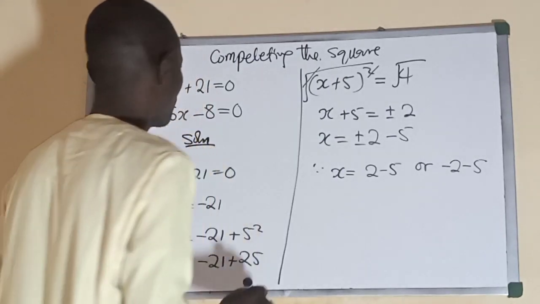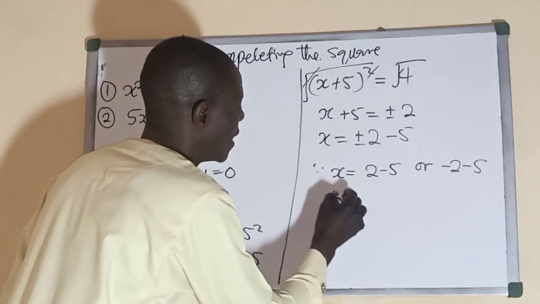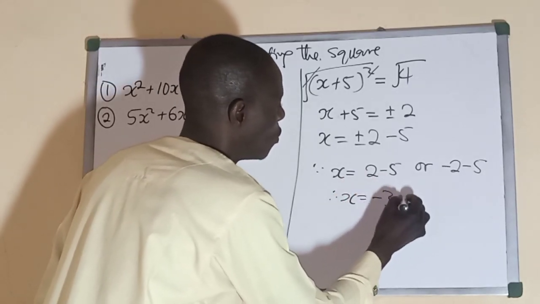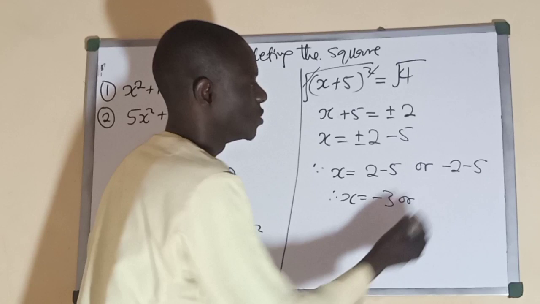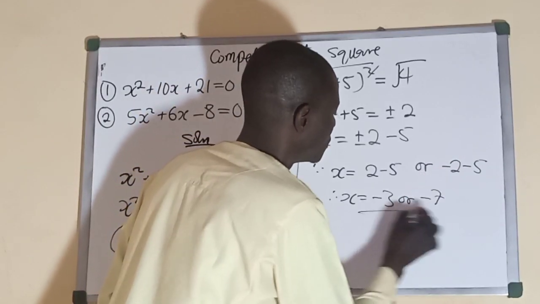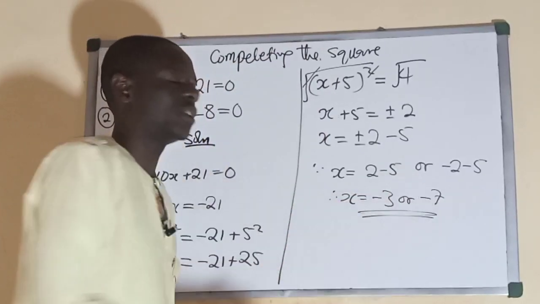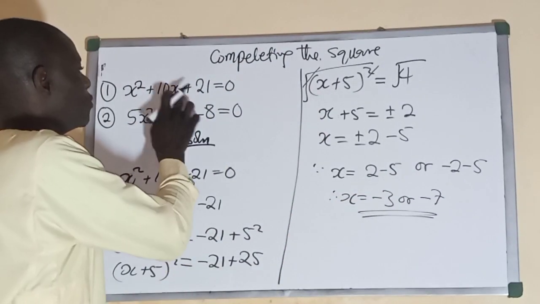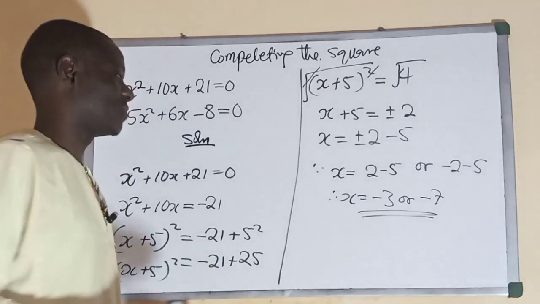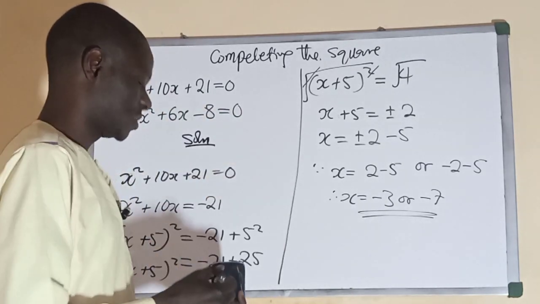From here you can see that our x is equal to 2 minus 5, which is minus 3, or minus 2 minus 5, which gives us minus 7. So minus 3 or minus 7 will be the values of x. Very simple. If you have any question, you are free to ask me through the comment section.